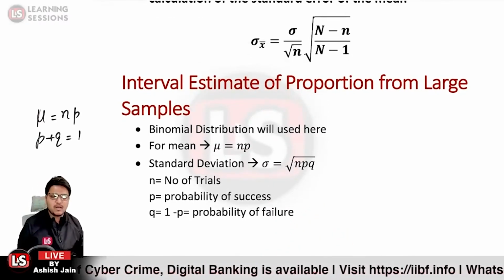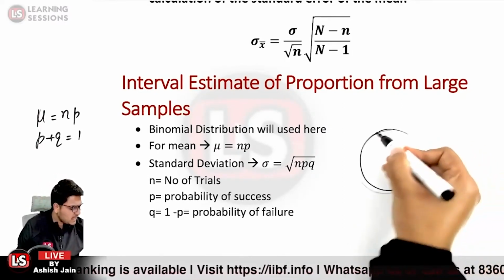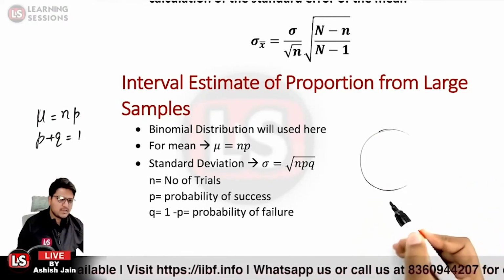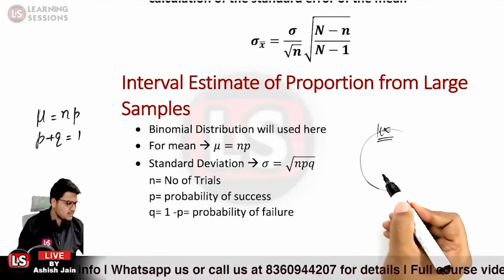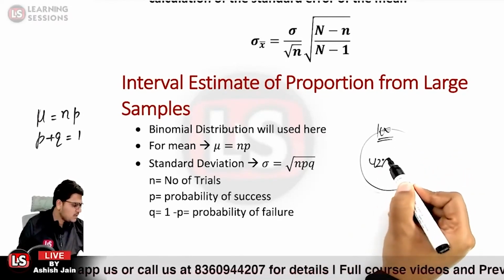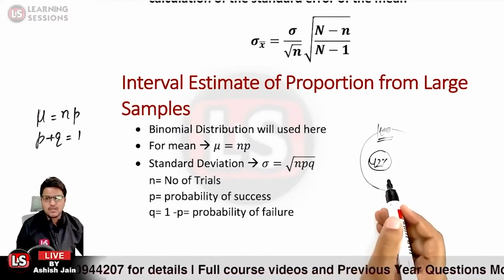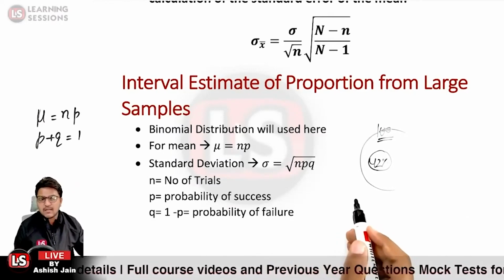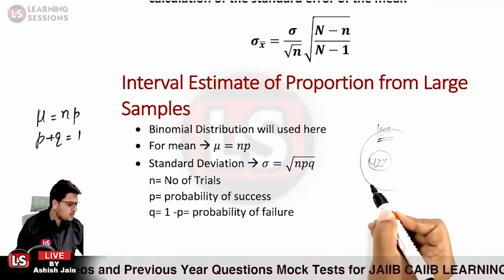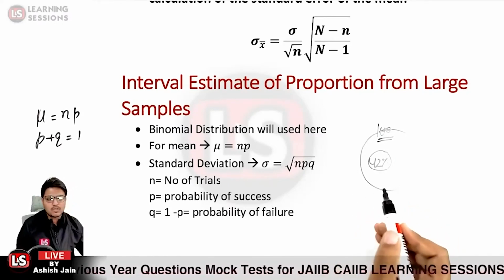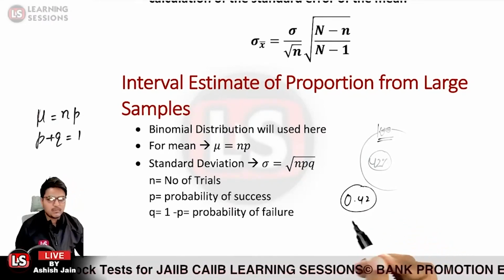So if we take a particular example over here, let us consider the same example where I'm having a sample of 100 entities, and 42% of the entities in this population are literate but unemployed. If I consider it as my success event, I can simply say that 0.42 would be the probability.